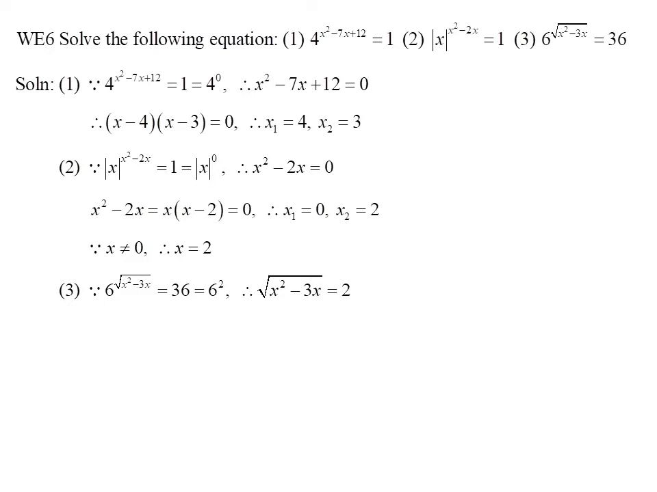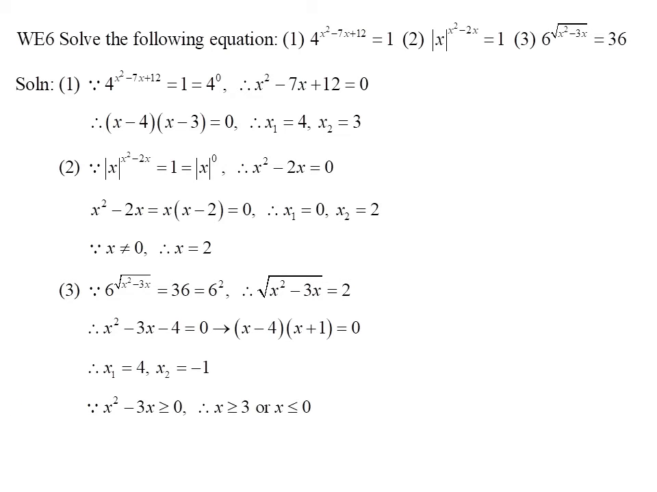As for the last equation, since 36 can be changed to 6 squared, the equation becomes 6 to the square root of x squared minus 3x equals 6 squared. Since both sides of the equation have the same base, we equate the index and have the equation square root of x squared minus 3x equals 2. After solving this equation, we obtain the result of x equals 4 or negative 1.